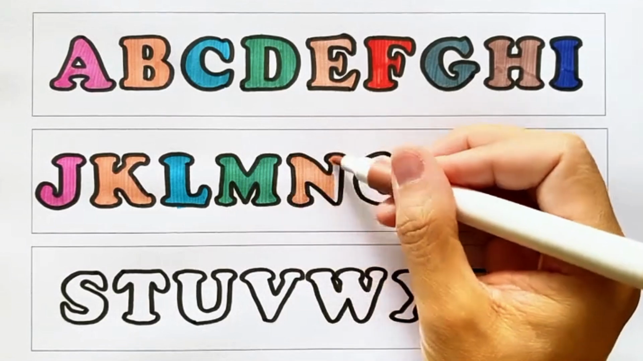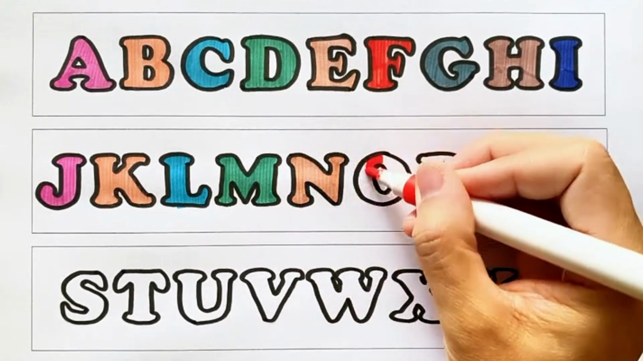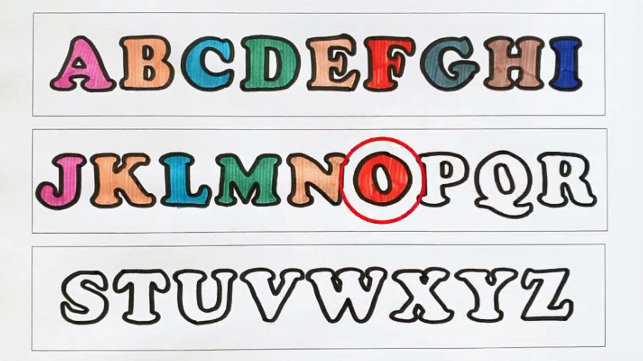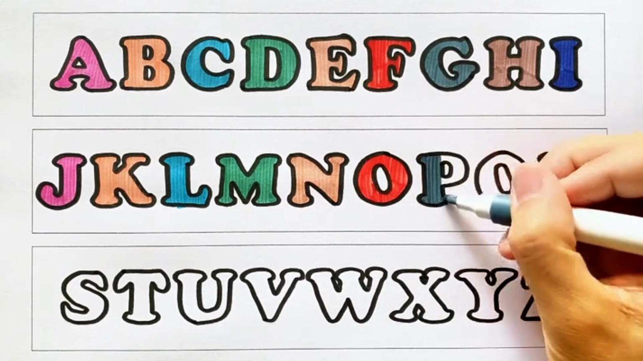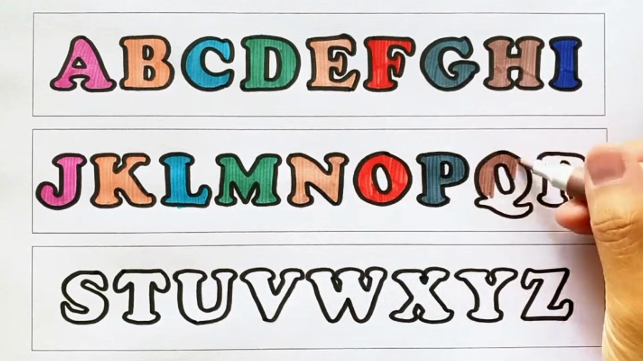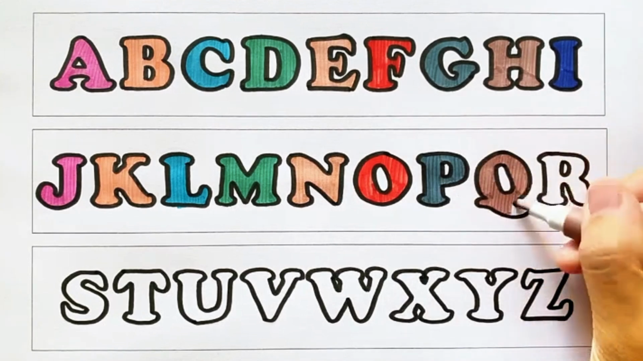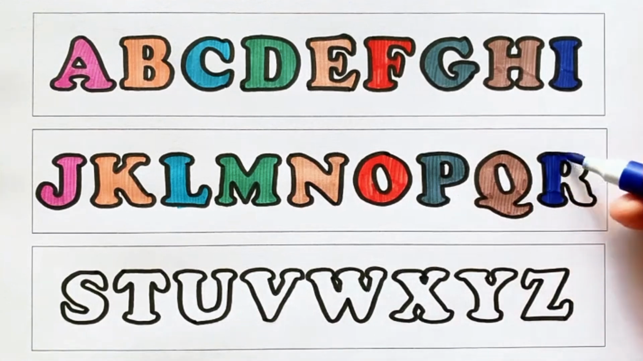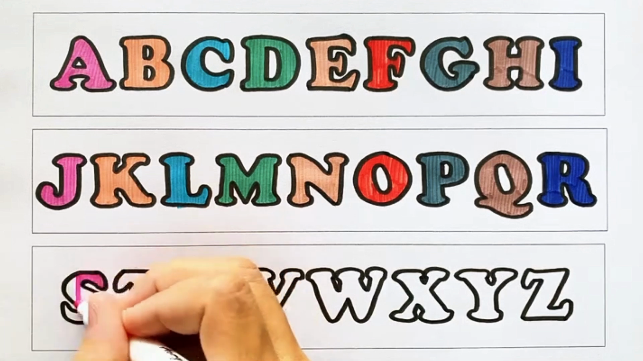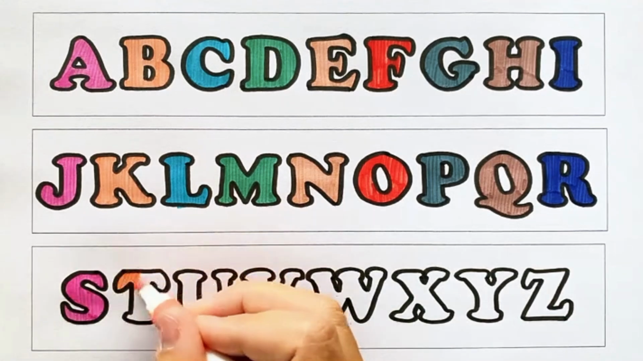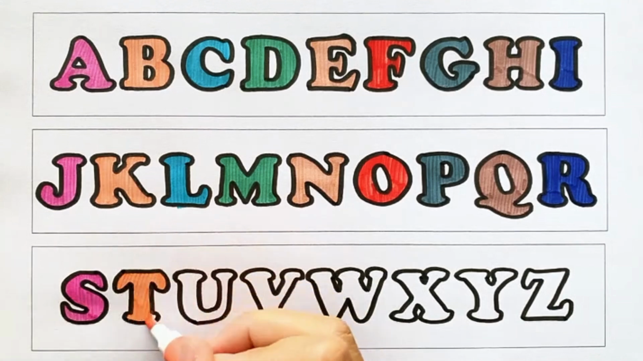N for nest. O for ostrich. P for parrot. Q for coin. R for rabbit. S for sun. S for snake. T for tiger.